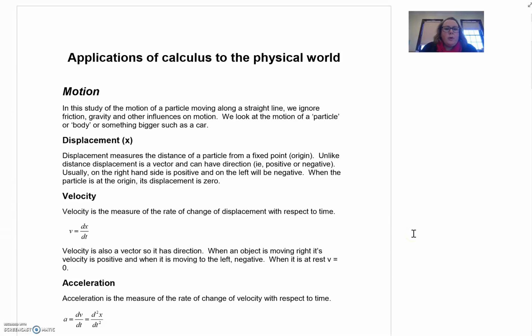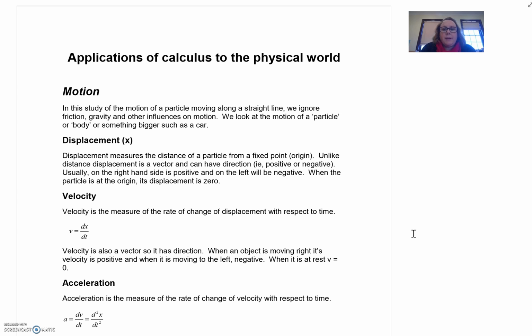All right, motion. We're talking about a particle moving in a straight line. We ignore friction, gravity, and any other influences. We just look at speed, acceleration, and displacement, which is distance.